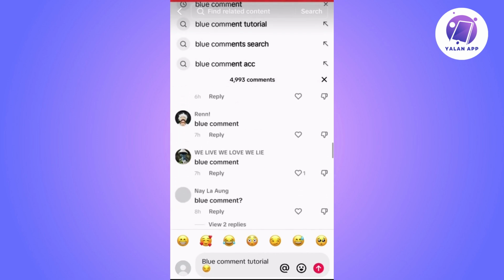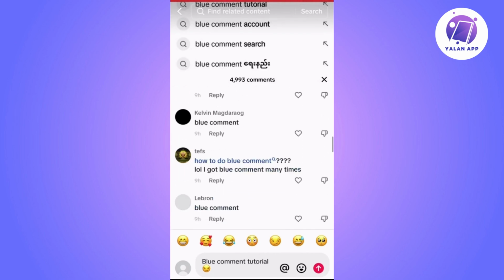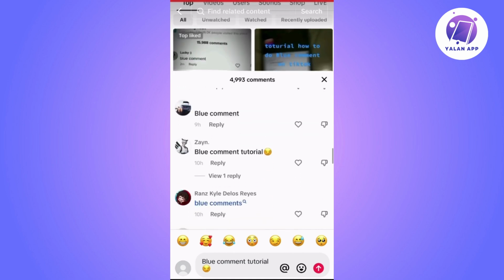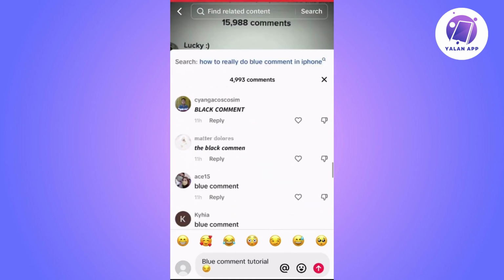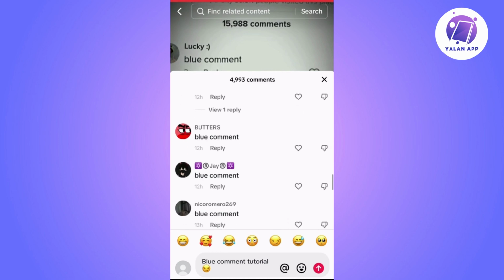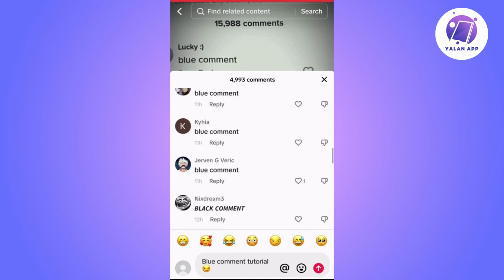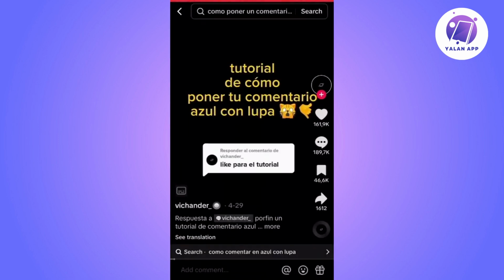So, you may ask, why isn't my comment turning blue? TikTok chooses to turn comments blue based on its algorithm. TikTok uses its algorithm to turn comments blue if the words are relevant to the video.